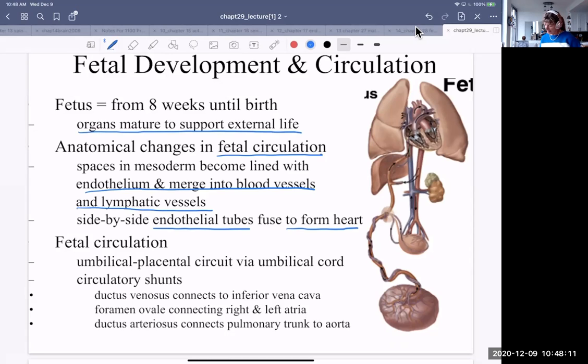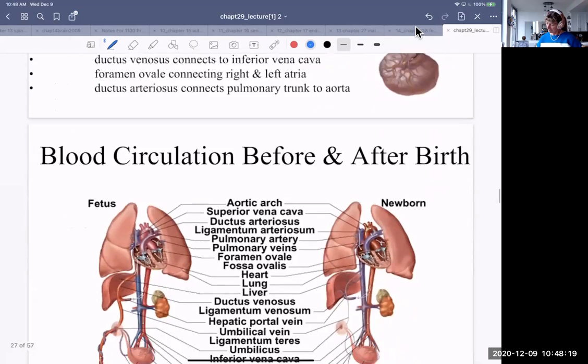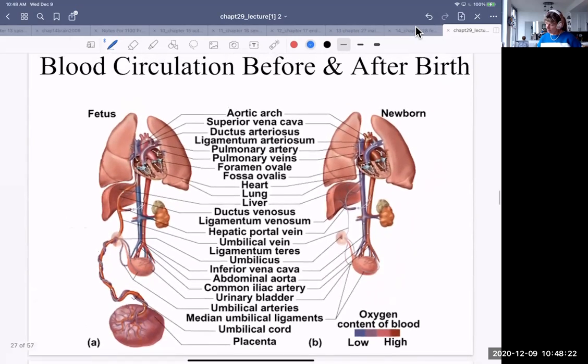Fetal circulation, the umbilical placental circuit, is via the umbilical cord. So blood circulation before birth is through the placenta and the fetus's circulatory system. And in the newborn, the circulation is independent.